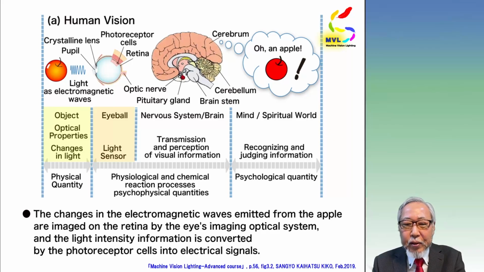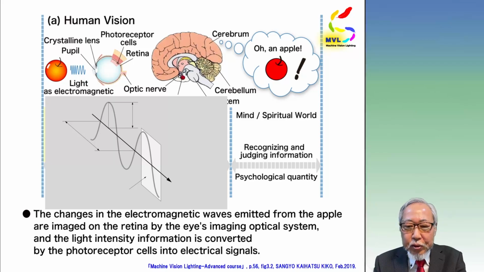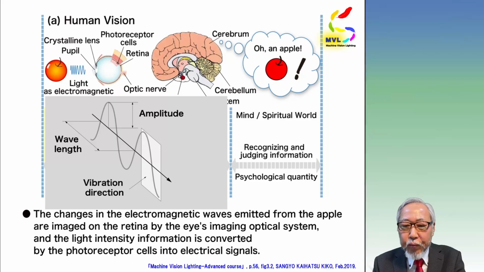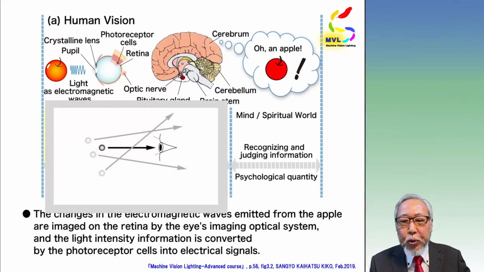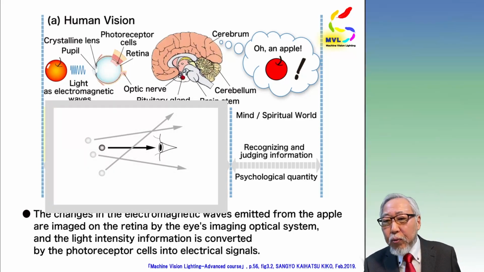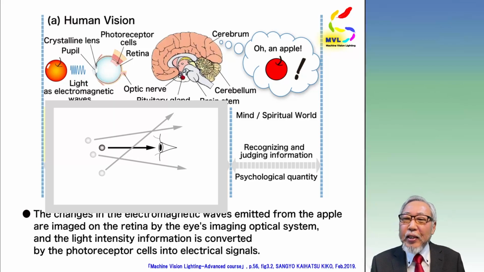How bright is it? What kind of energy is it? And in what direction? Since light is actually a wave, there are four factors: wavelength, amplitude, vibration direction, and light propagation direction. And when it hits the retina, it reacts as a particle. In other words, it can only react as a photon. So what is happening on the retina here? We count this light not as a wave, but as photons.